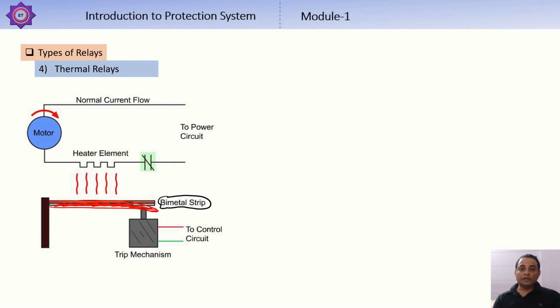Most of the overload relays used in machines are thermal relays, and MCB is an example of a thermal relay.